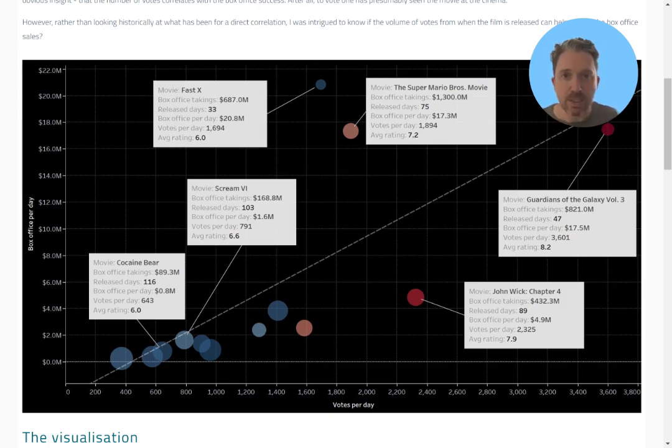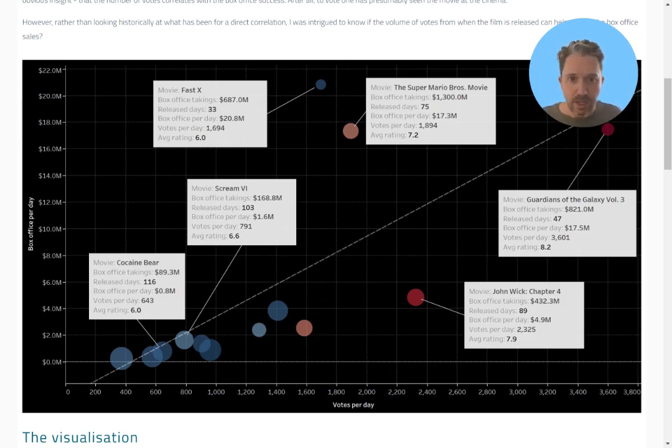However, it's always the outliers that are the most interesting to understand. So you can see John Wick, bottom right-hand corner, is having a lot more online engagement from people voting for the movie, which isn't really resulting in the box office take-ins for it. Whereas the Super Mario Brothers movie and Fast X, a lot more people are going to the movies to see them, but they're not relating to people then going home and giving it a rating.